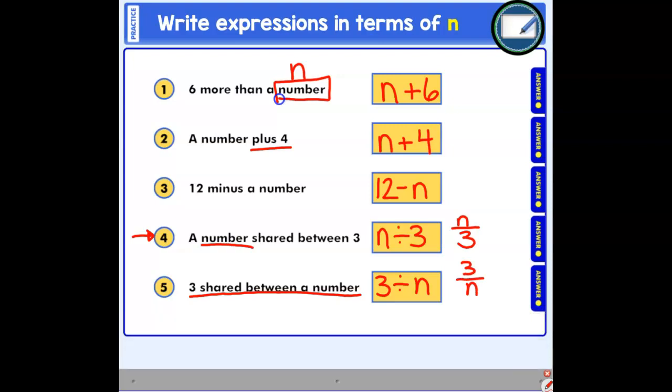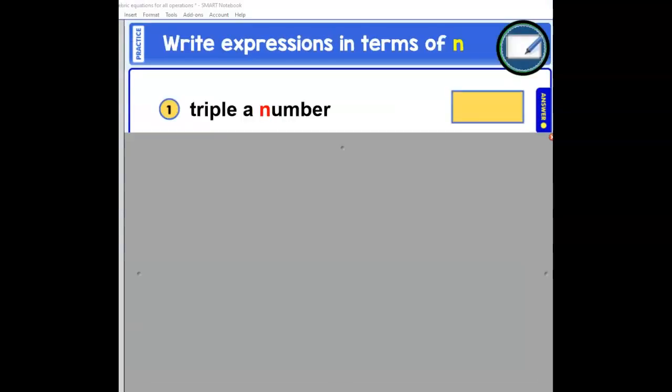So I want you to look at those. Which one is the trickiest for you? Tell your elbow partner or your table partner. We're going to practice writing expressions now in terms of n.